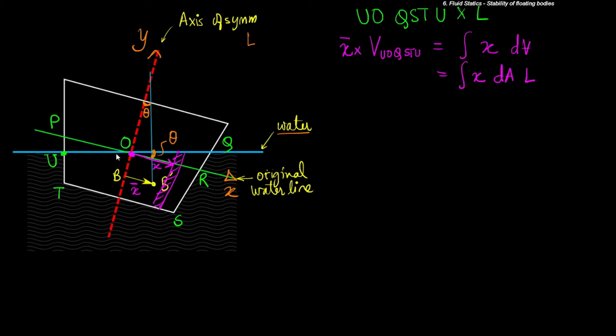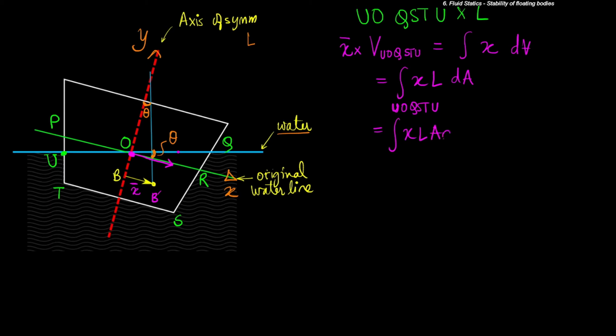Now this dA in this part of the diagram will be something like this. It will not extend above the water line because it's part of the submerged volume. So let me quickly erase the areas for clarity. Now this is over entire V. This is going to be integral x times L times dA, and that area of integration would be over U O Q S T U. Now we can write this as integral x L dA over this particular area U O Q S T U.